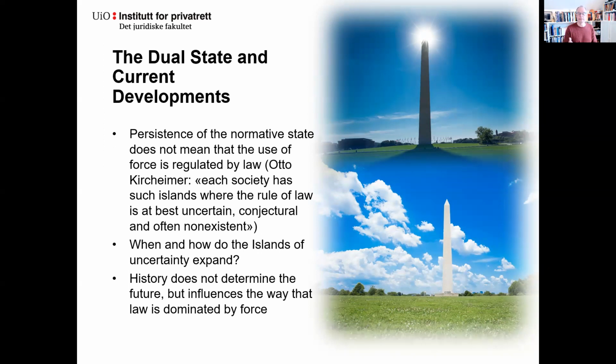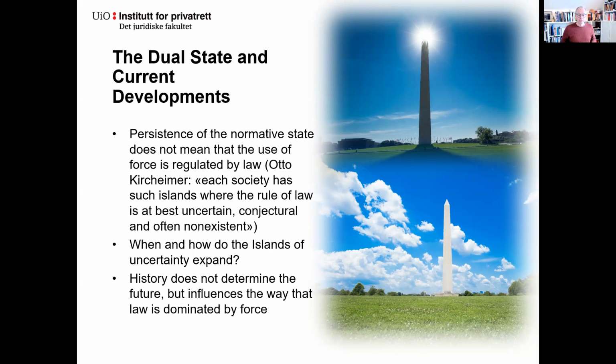But even though we have a normative state and we have a strong element of a normative state, as we have in our societies today, in the words of another German political scientist and lawyer who emigrated to the United States during the war, each society has such islands where the rule of law is at best uncertain, conjectural, and often non-existent. So the theory of the dual state makes it possible for us also to search for such islands of the prerogative state within our own legal orders, within our current legal order. So what we want to answer is, when and how do such islands of uncertainty expand? And what are the conditions?